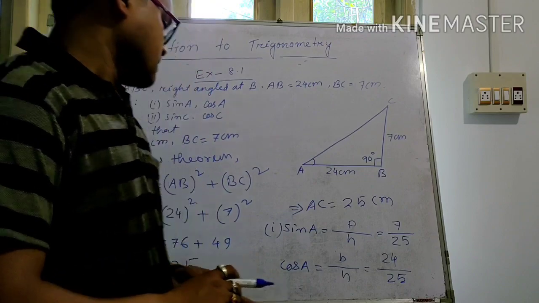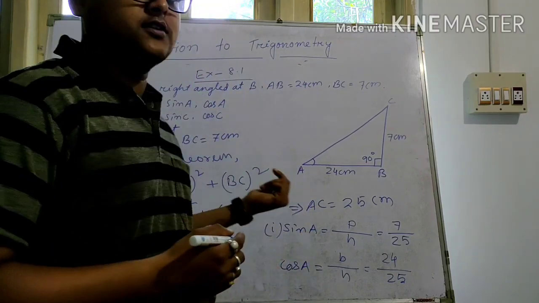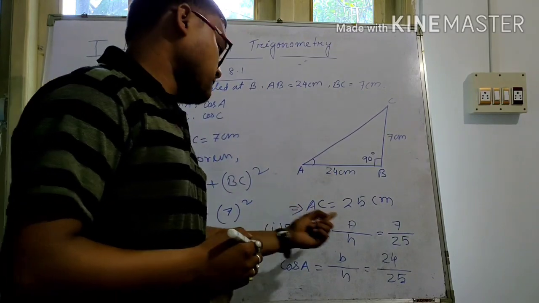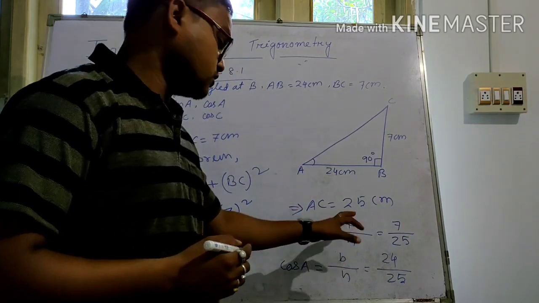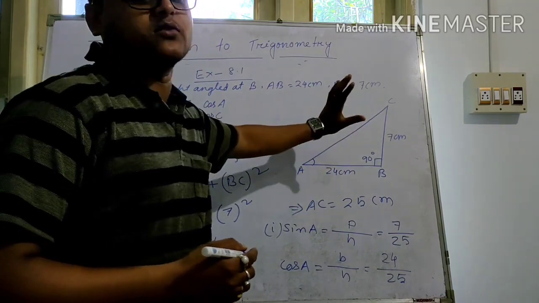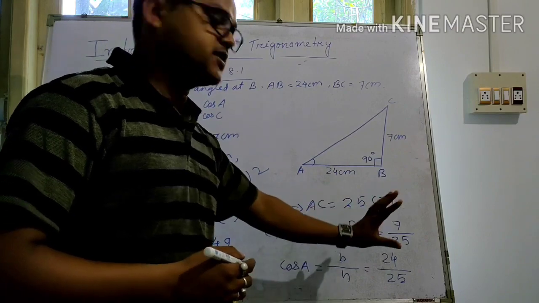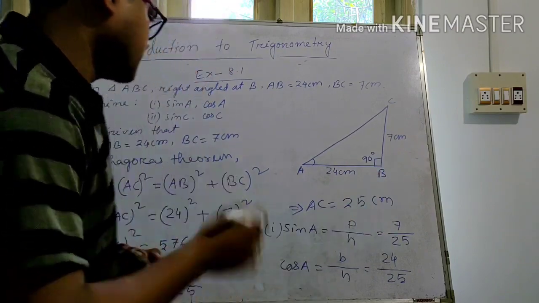Okay, clear? You have to remember the actual formula for sine, that is perpendicular by hypotenuse. Now you have to relate with this right angle triangle. What is your base? What is your perpendicular? If you know, then just put the value. Okay. So next.